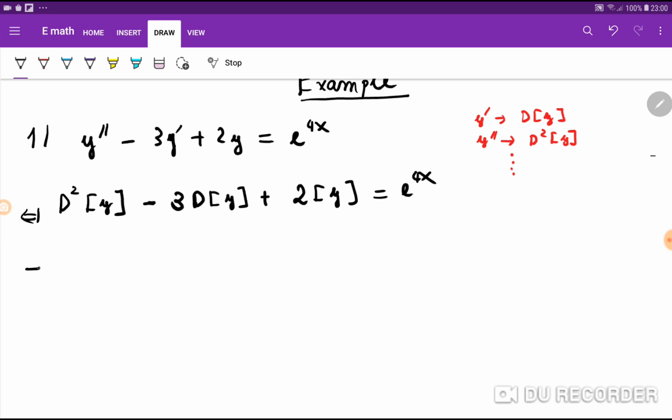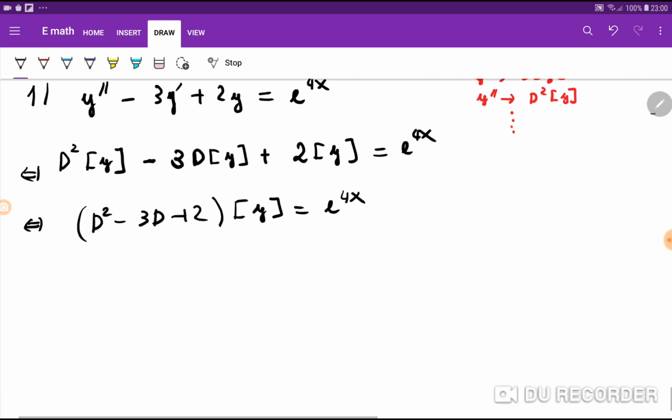So now you're gonna factor out. You get (D squared minus 3D plus 2) y equals e to the power 4x. And then you factor this. This one you can factor. So this is (D minus 1)(D minus 2) y equals e to the power 4x.